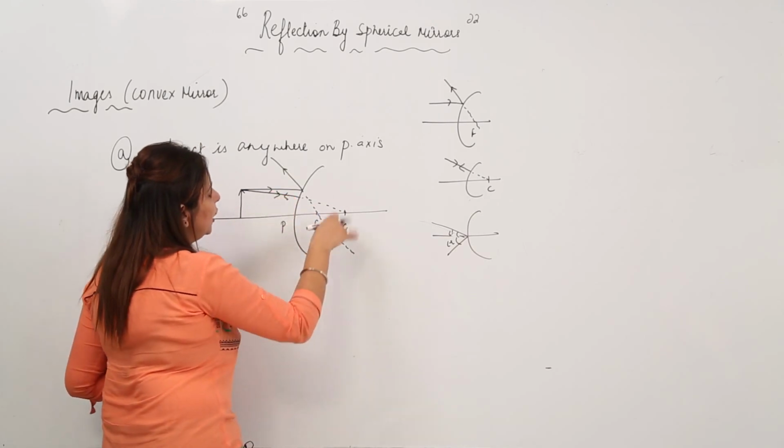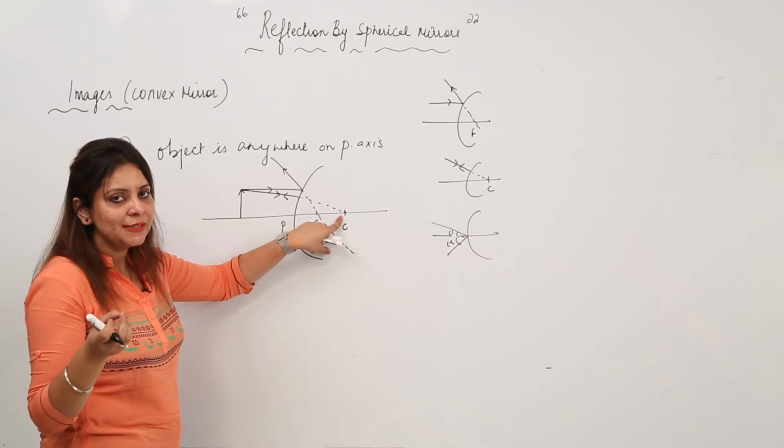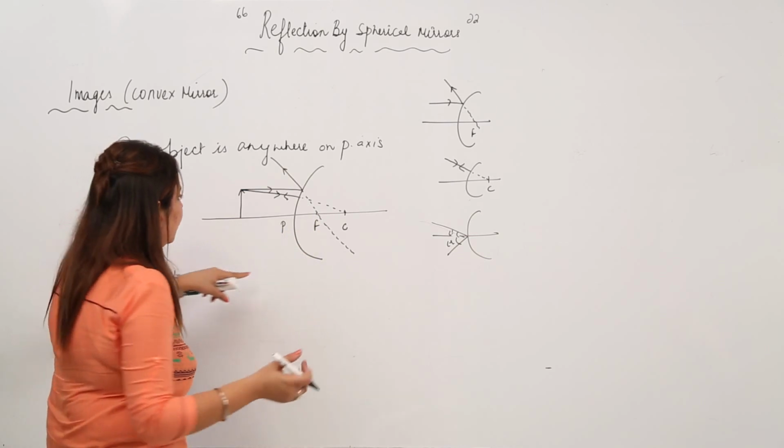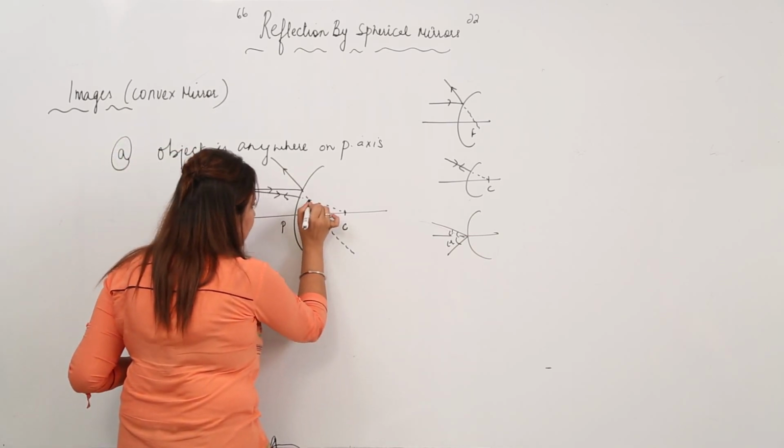rebounds. See, all the fake ones we draw dotted, because there is no actual C, so I am just putting a dot to show that it appears to be coming from C. So where are they meeting? They are meeting here. So this is the image.